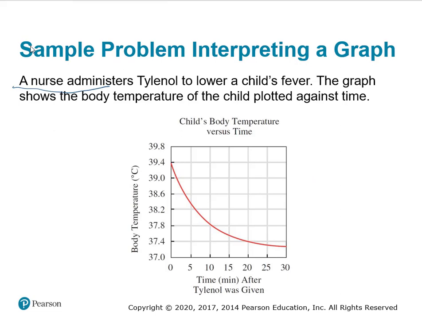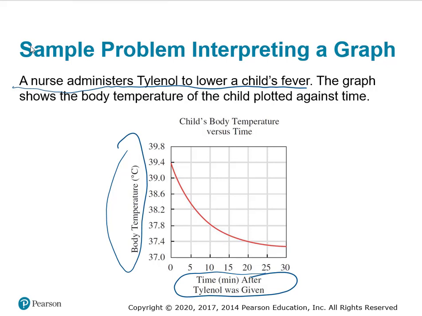In this one, a nurse administers Tylenol to lower a child's fever. The graph shows the body temperature of the child plotted against the time. The temperature of the body against time. We can see that the temperature was high in the beginning, and then as time went on, the temperature got lower and lower.